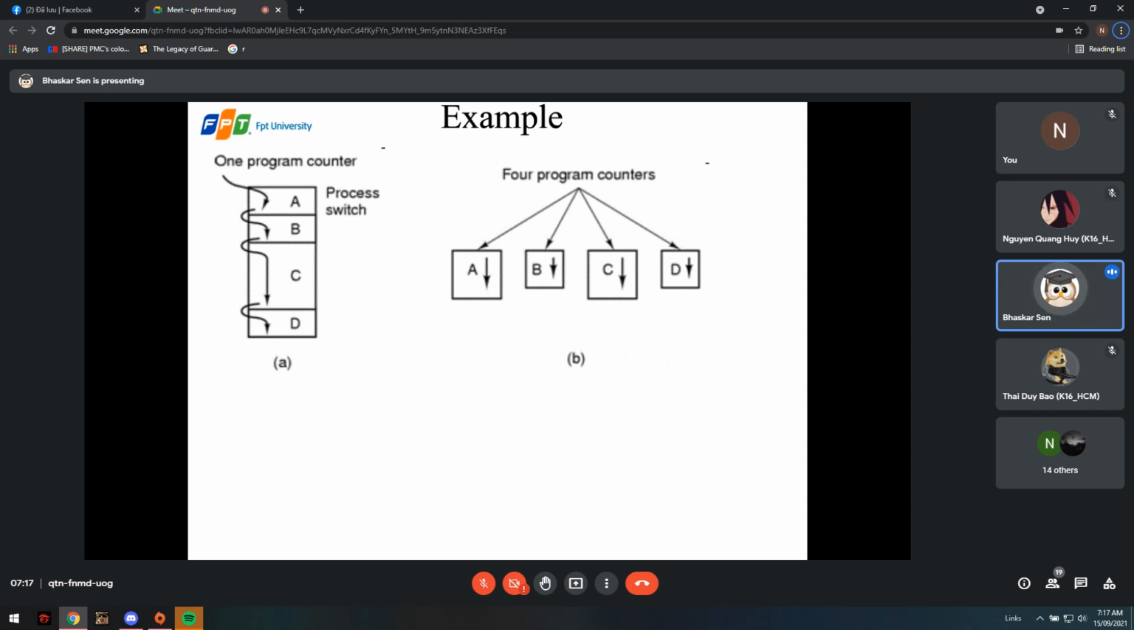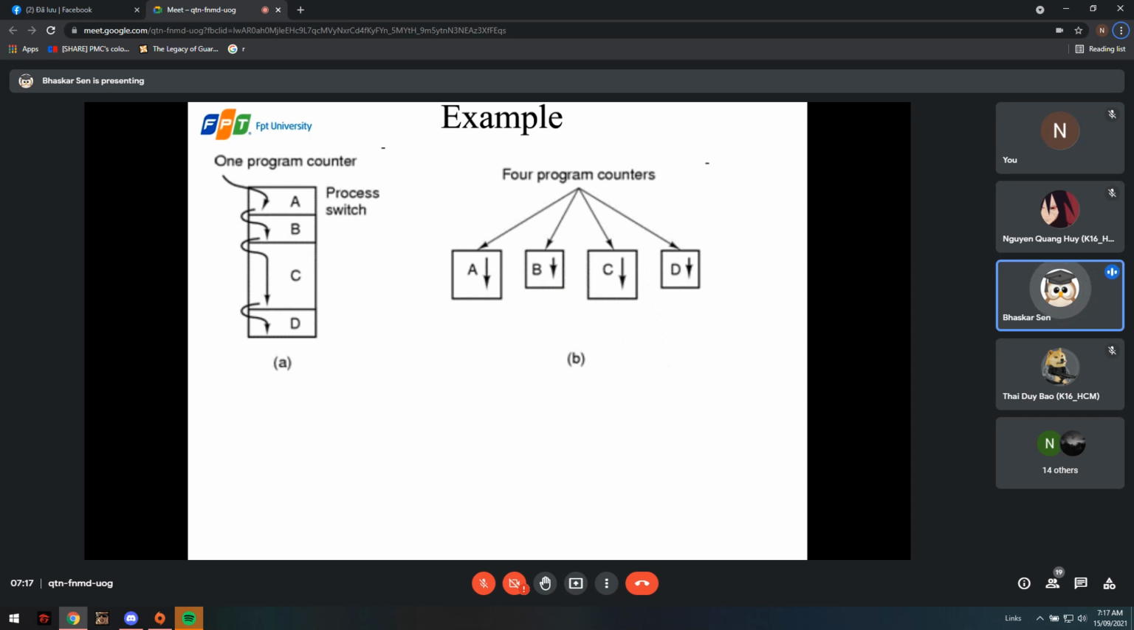So one PC, one program counter, will fetch the instruction, then decode it, and hand it over to the ALU, or the arithmetic logic unit. Each instruction will be executed by the ALU, and the PC will be moved to the next instruction.